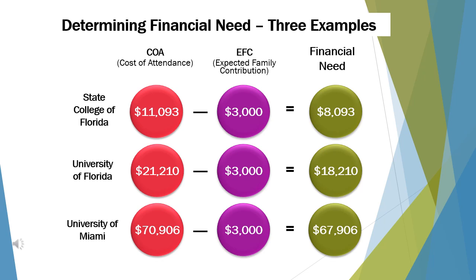For example, your financial need at State College of Florida is much less than it would be at a four-year college or university because you will be living at home and the tuition is much less. The same goes for the cost of a Florida public university compared to a private college or university. Tuition is much greater at a private college or university, so your financial need will be greater.